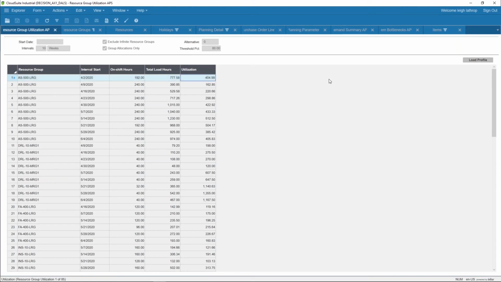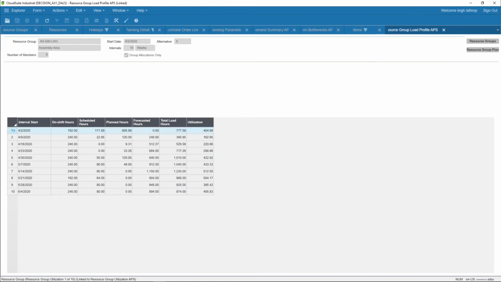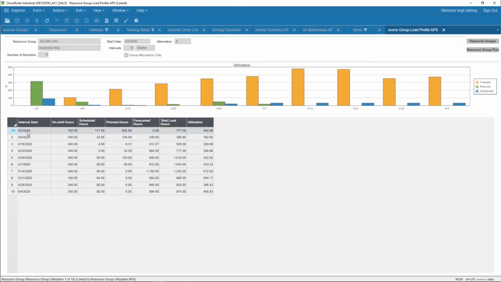There are some very nice graphics available to us to show us the impact of that. And we can see the impact, and we can see, look, in this week right here, because I chose to look at these intervals instead of days, we have 192 on shift hours. We got 171 scheduled hours. Whoops, planned hours, stuff that we haven't released yet, is 605, for a total of 777, or a utilization of 400%. That's not going to happen, right?